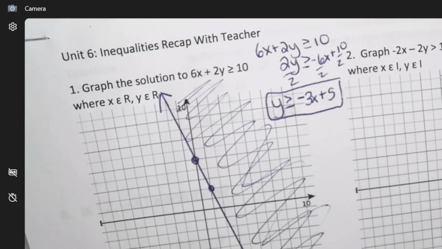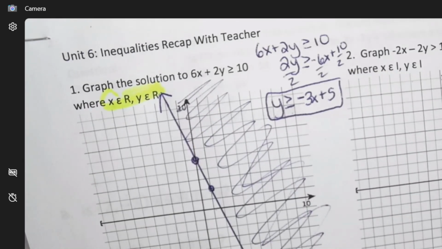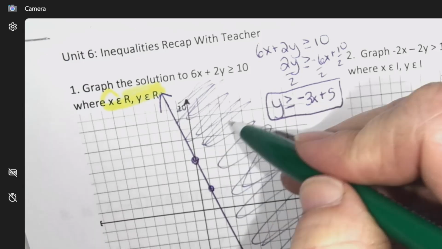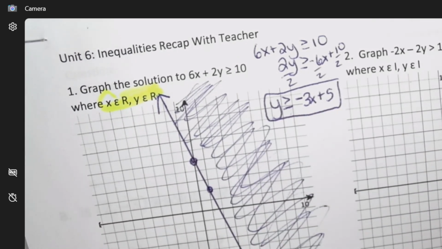Okay, and sorry, I should have mentioned this before I shaded. This says any real number, so you can be anywhere, decimals, on, points, anything, and we're there.